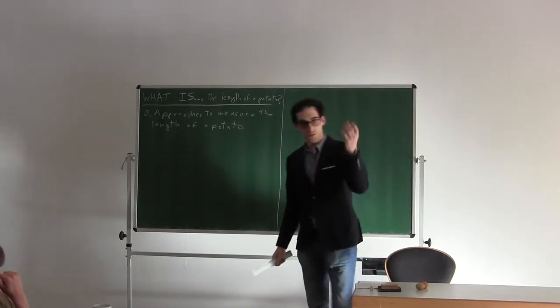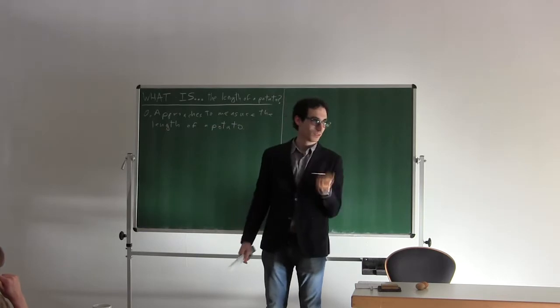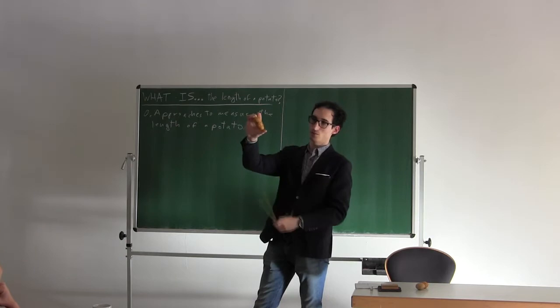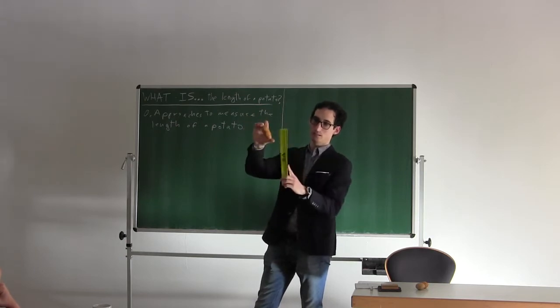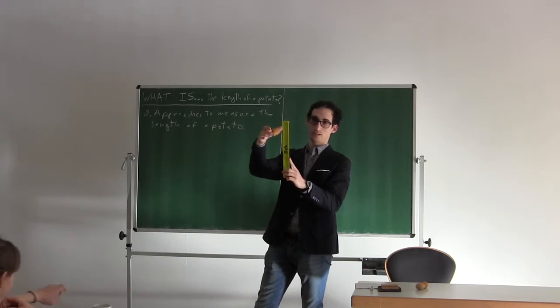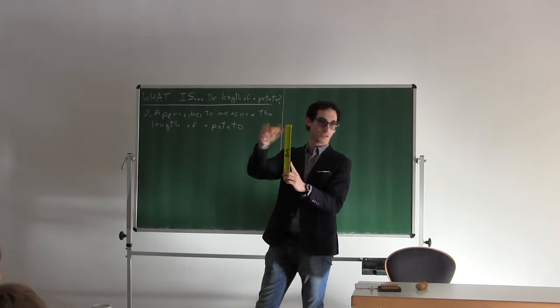you pick the potato, you put it in a random position, whatever random means. Then you just measure the length between the head and the tail. So essentially here it will be around 8 centimeters. Or you do it like this, and then it will be like 4 centimeters, all depending.